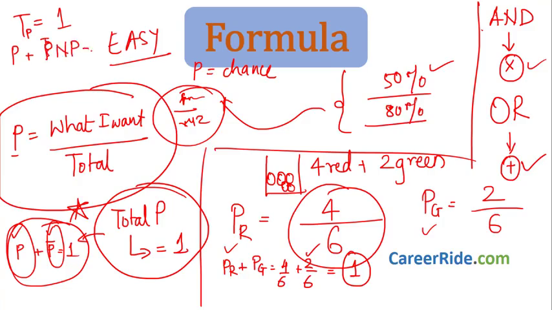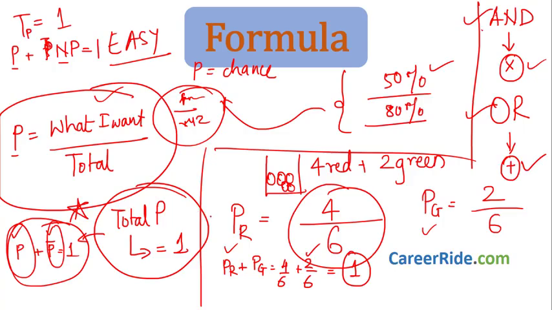No probability is nothing but 1, right? Probability plus no probability is 1. You will see how to use this in the sums which are going to come ahead. But just remember, probability is what I want divided by total. Whenever there is "and", we multiply. Whenever there is "or", we add. And total probability is always 1. It cannot be greater than 1.